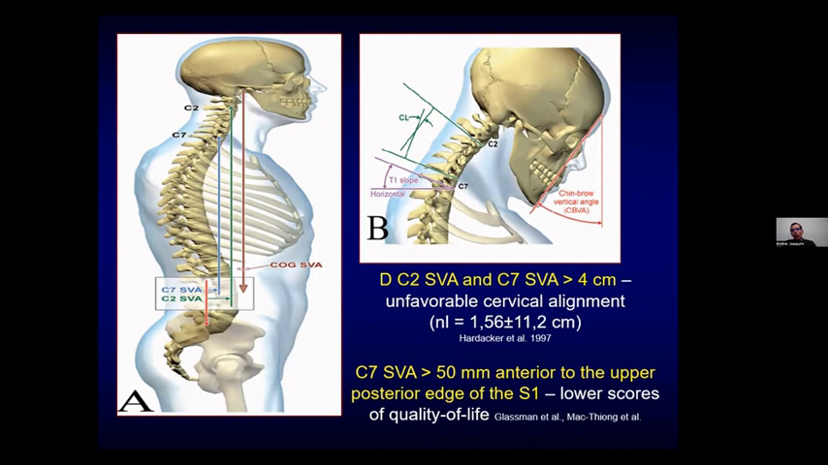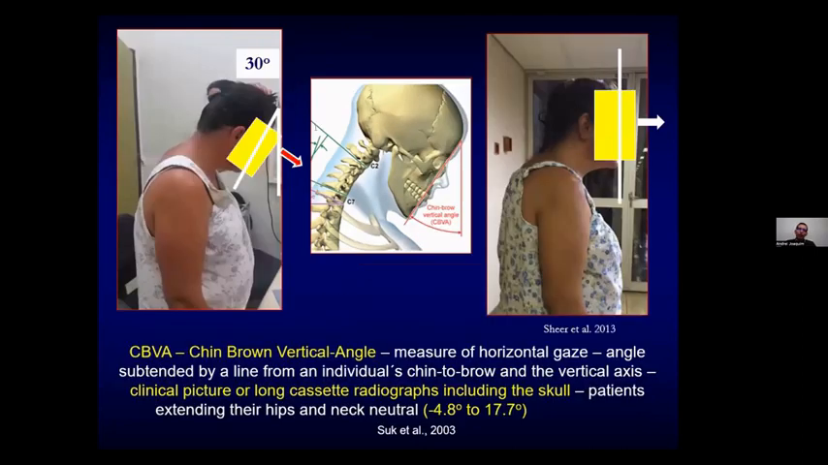And also T1 slope, that I'm going to talk about in detail, is important, and the chin-brow angle, that we need to look in the horizontal. We cannot look into the floor. When we look into the floor, we need more muscles to maintain the posture. This patient, for instance, you can see the chin-brow vertical angle, the horizontal, the vertical plane, and the chin-brow line. She is looking to the floor.